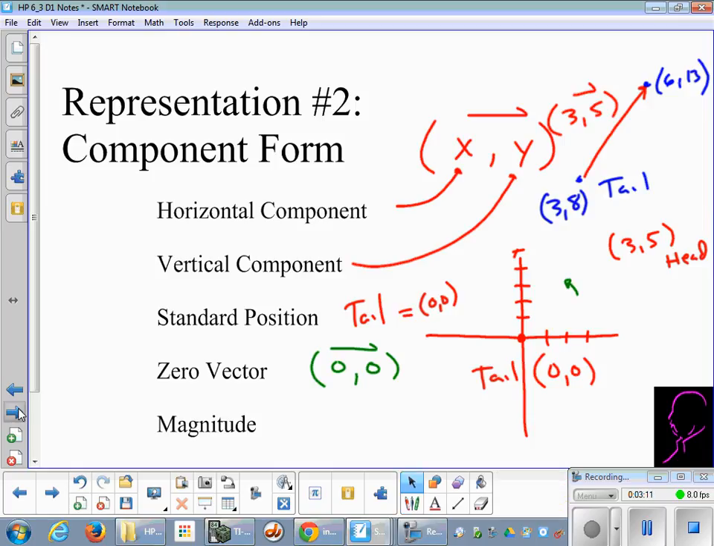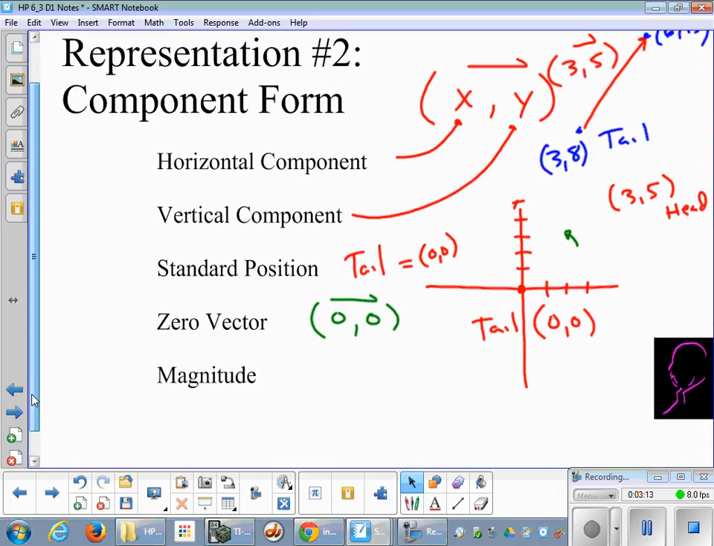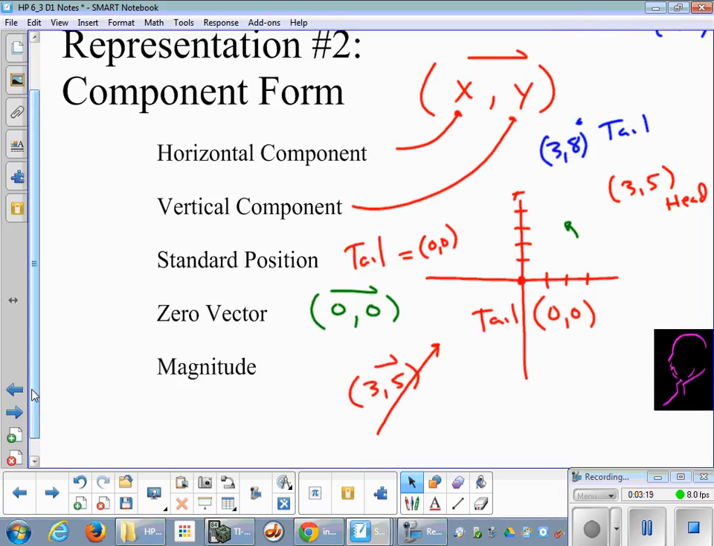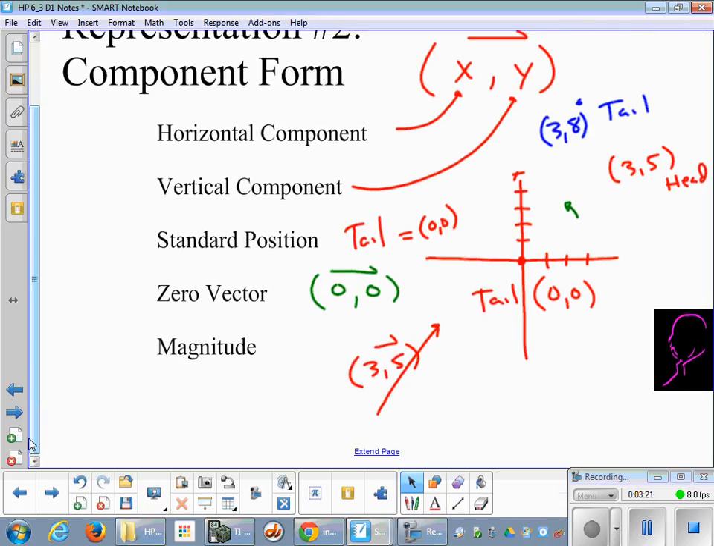Now, the magnitude, how long is my vector? Well, I have the vector 3, 5, and I think about it for a minute. This isn't that hard to figure out. We went over 3, and we went up 5. So how could I possibly figure out how long that vector is? Well, looks like the Pythagorean theorem to me. 3 squared plus 5 squared is the square root of 34.